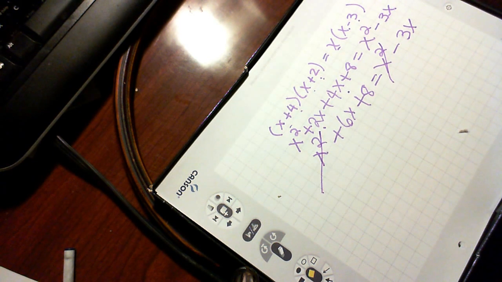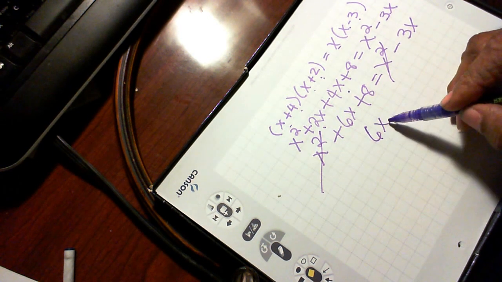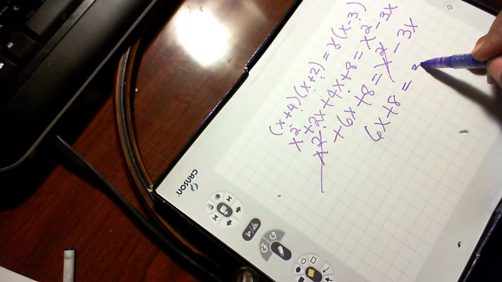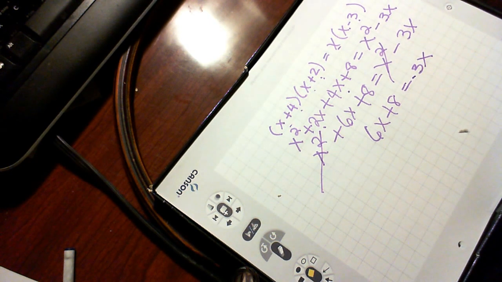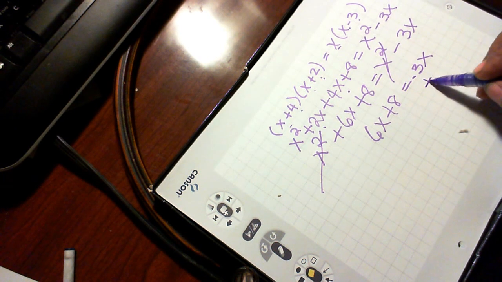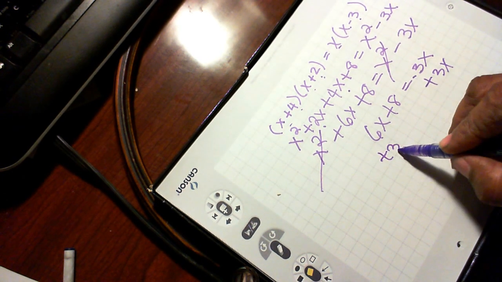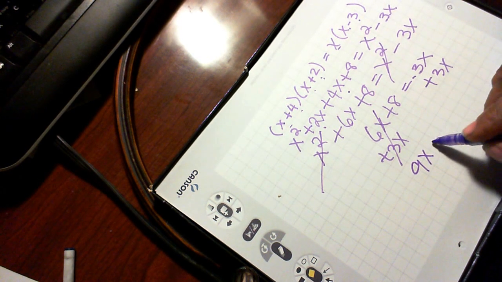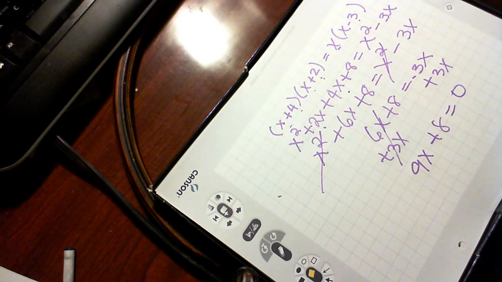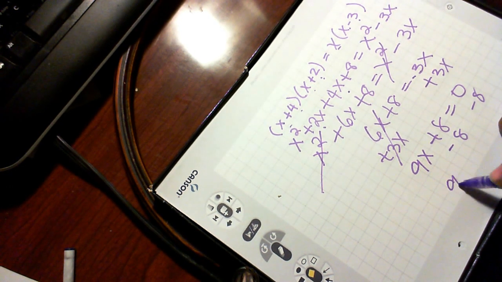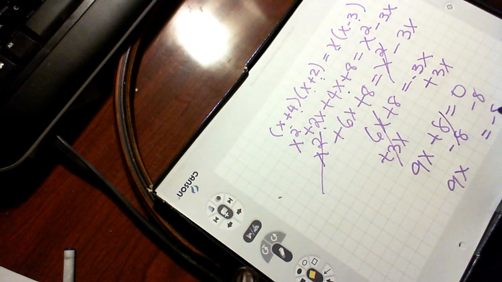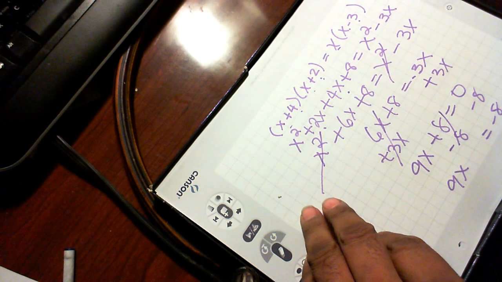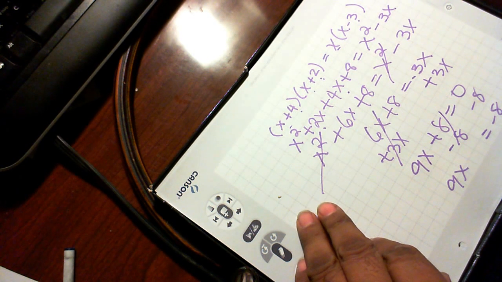This cancels with this. Okay, so now we have 6x plus 8 is equal to negative 3x. So add 3x to both sides. You have 9x plus 8 is equal to 0. Minus 8 on both sides. You have 9x is equal to minus 8. I'll let you finish and find the value of x.